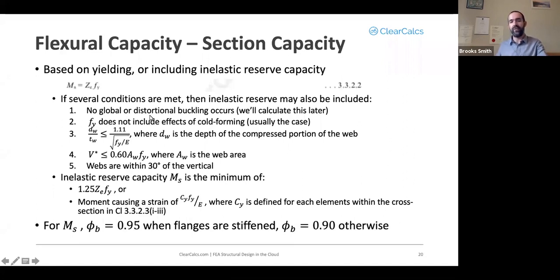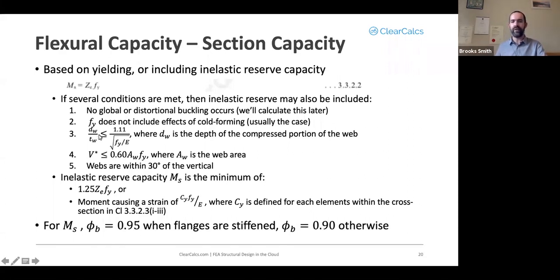So the conditions there are global or distortional buckling cannot occur. We'll calculate that later in this webinar. Fy, the value you use for that, can't include effects of cold forming. When you cold form steel, you introduce a little bit more strength in the steel because of that cold working effect. Usually, most values you see for Fy don't include the effect of that cold forming. So usually this isn't going to be a point you're going to need to think too much about.